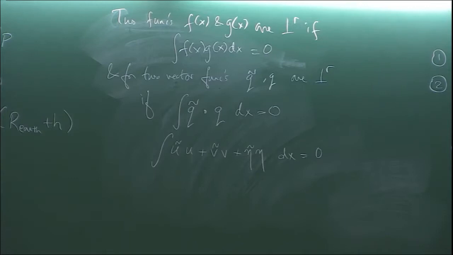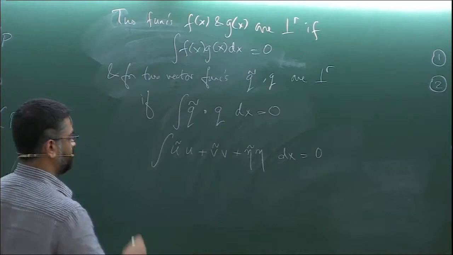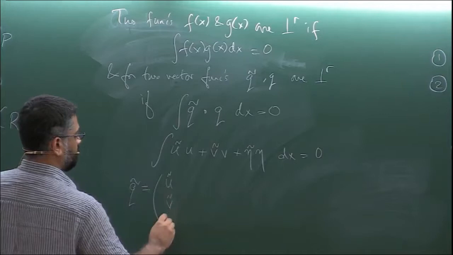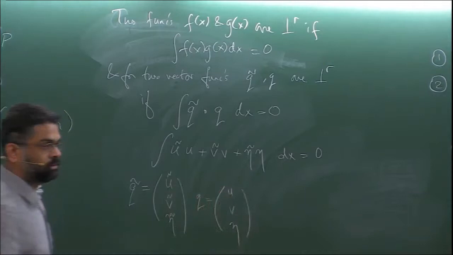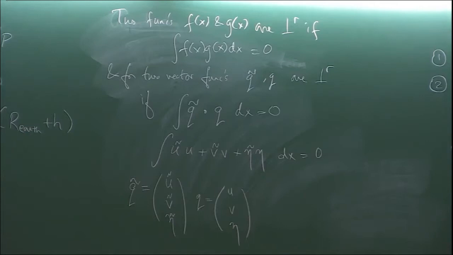Q tilde is a vector with the tilde components. Q is the vector with the Q components. So Q tilde is U tilde, V tilde, eta tilde. Q is U, V, eta. Right, so it's like taking a dot product over the vectors, but then the functions, so integrate. All right.